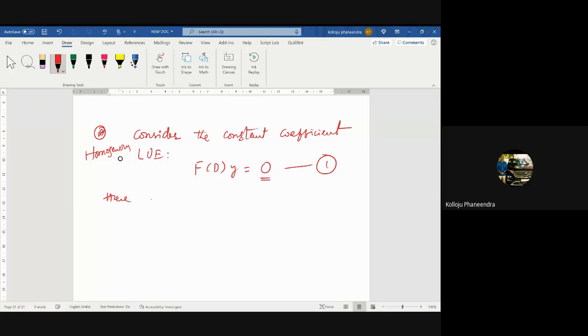Here, what is F of D? I told you already. F of D is a0 D power n plus a1 D power n minus 1, and so on, plus a(n-1) D plus an. This is the operator, which is linear. Linear means, I told you, dependent variables are not multiplied together.